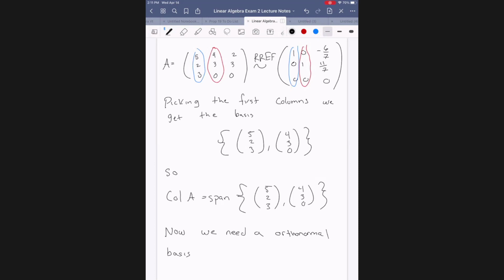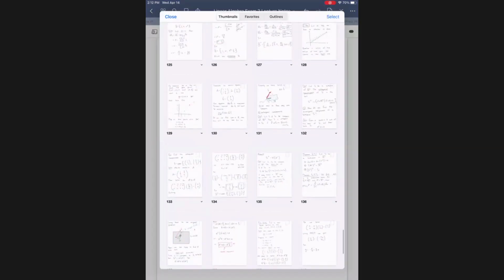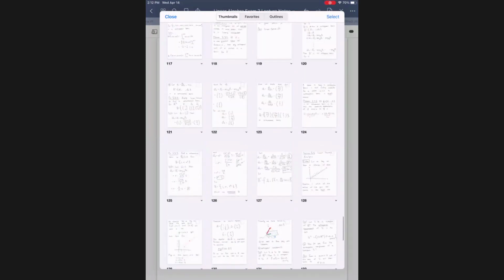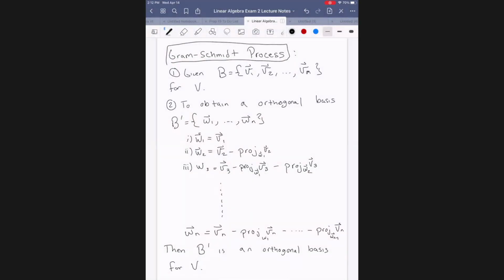If you remember the formula, I think so. So recall, this is the Gram-Schmidt process, right? So we need to do this. We pick a W1, then do V2 minus the projection of V2 onto W1, and so on and so forth, right?